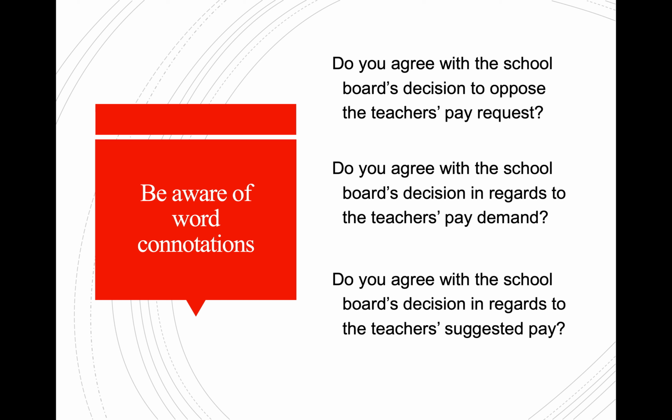The second version says, do you agree with the school board's decision in regards to the teacher's pay demand? In this case, the school board's making a decision in regard, they're not opposing, and the teachers are being demanding. So this is biased against the teachers. So the third option is the most neutral. Do you agree with the school board's decision in regards to the teacher's suggested pay? It doesn't seem to suggest that either the school board or the teachers are in the right or the wrong.